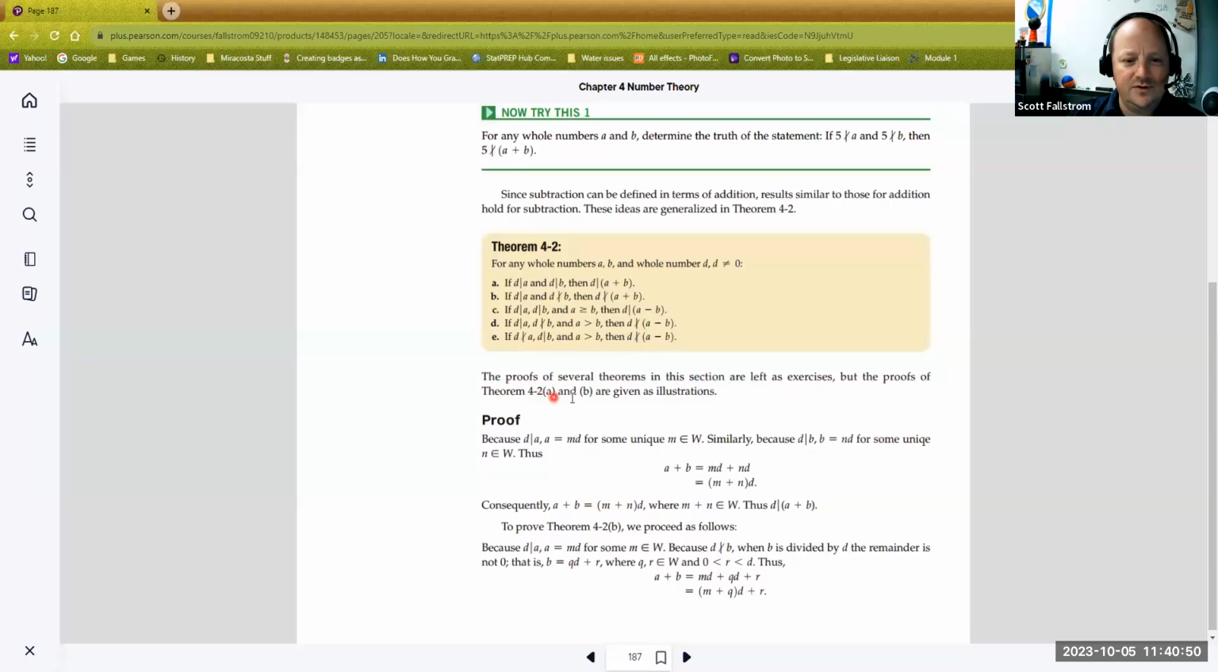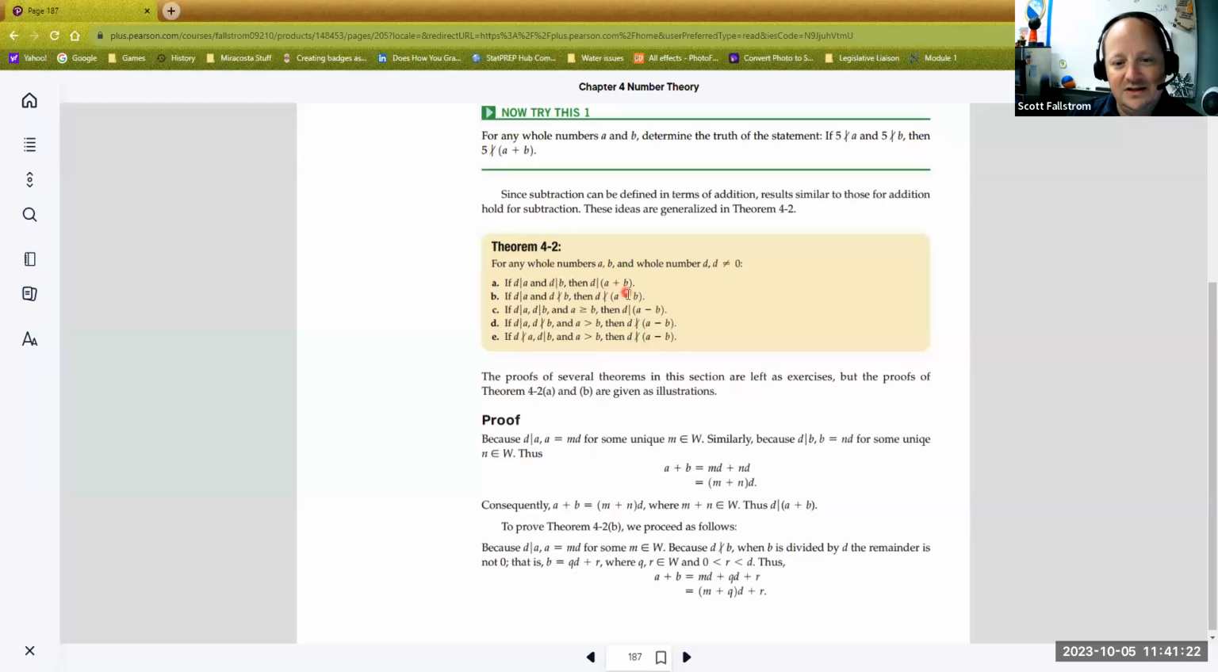They give you theorem 4.2a and b down here. Again, what they're going to say in part A is, if it works for both, how do I know it works for the sum? And they go through it. They say, because D divides A, which is part of the condition, then A is equal to M times D for some whole number M. And if D does divide B, which again is part of the condition, because the condition is the and statement, both have to be true, then B is equal to N times D, which is again some unique number.